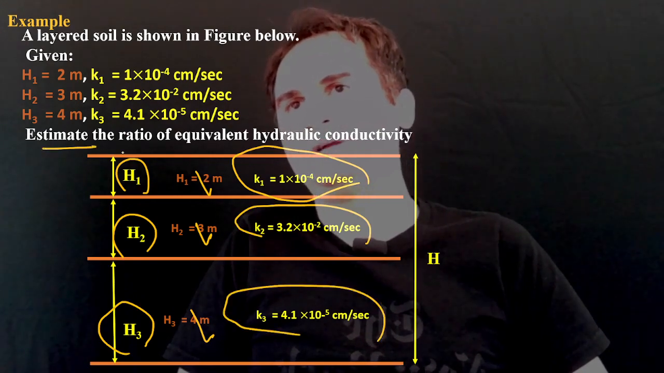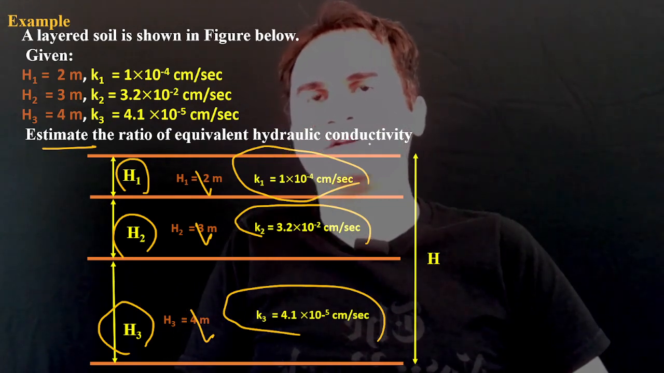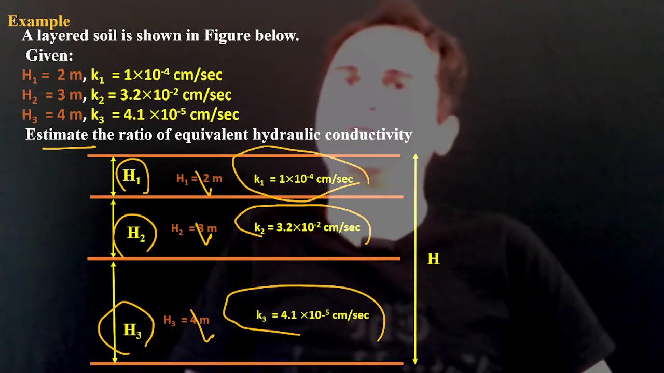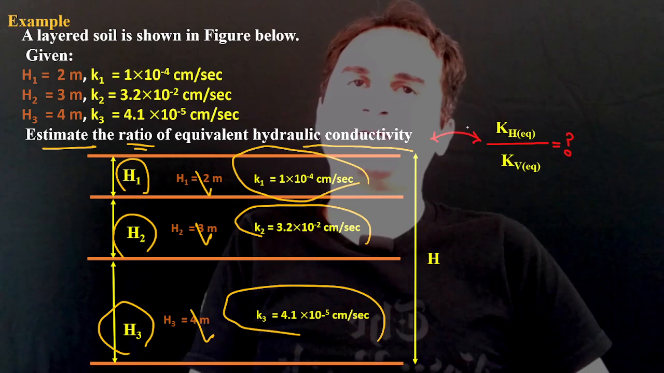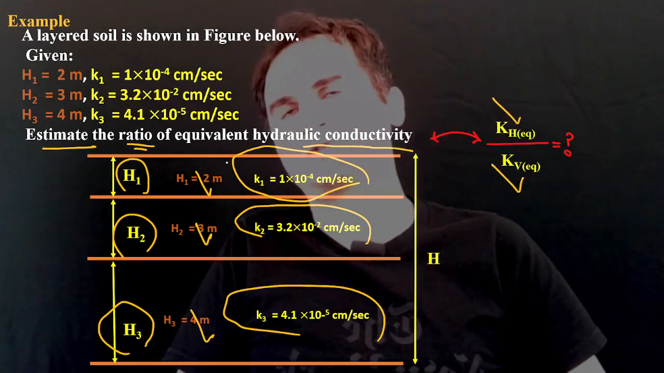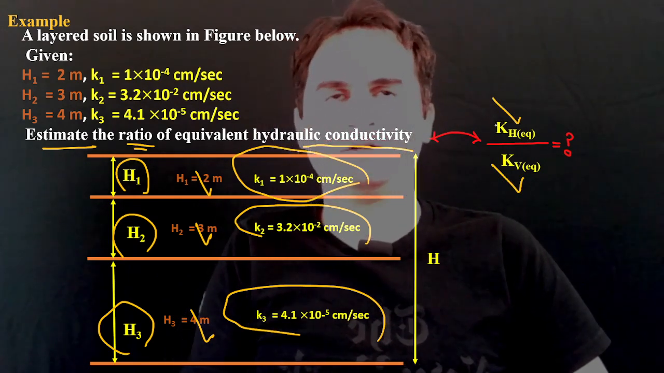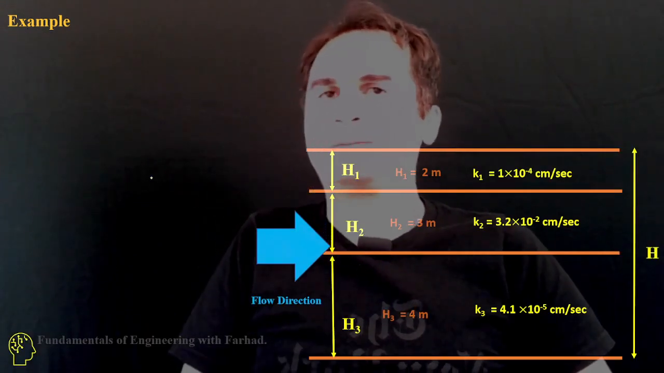We want to estimate the ratio of equivalent hydraulic conductivity, in terms of KH equivalent over K vertical equivalent. So we want the ratio of horizontal conductivity to vertical conductivity. Let's see how we can approach the problem.